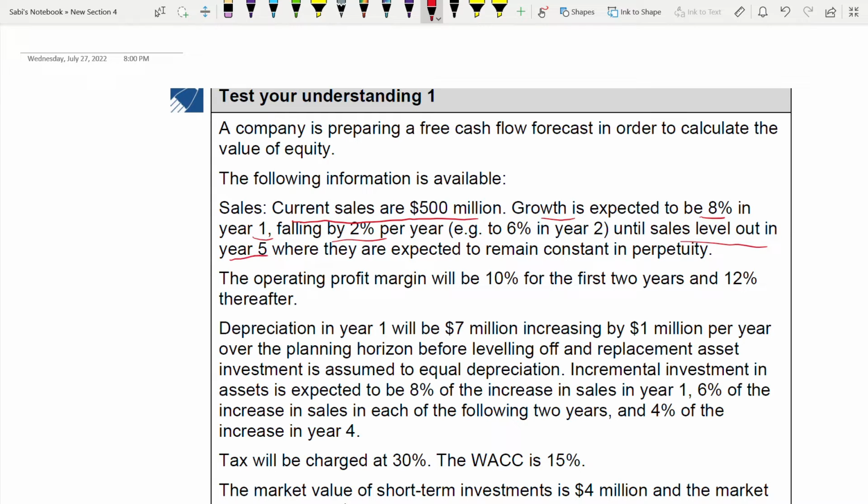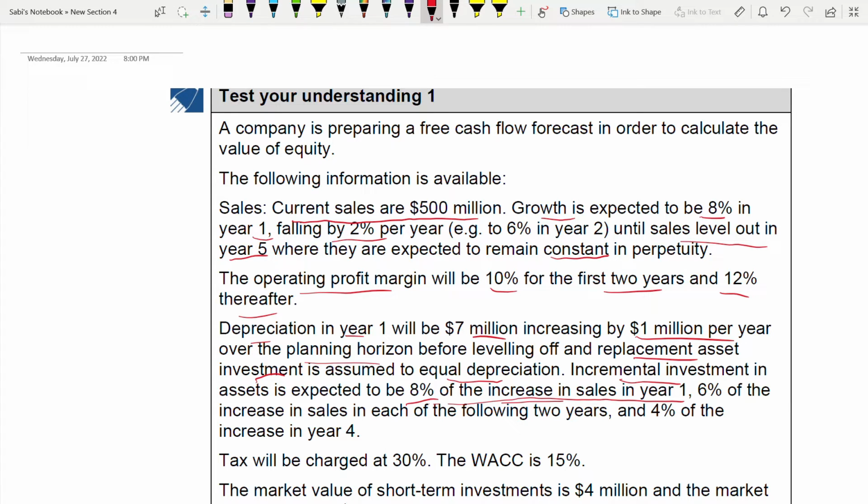So this is a 5-year cash flow where they expected to remain constant. After that it will be constant. Operating profit margin is 10% for the first 2 years and 12% thereafter. Depreciation in year 1 is 7 million, increasing by 1 million per year. Every year 1 million. Over the planning horizon means 5 years. And the replacement asset investment is equal to depreciation. Incremental investment is 8% of increase in sales in year 1.